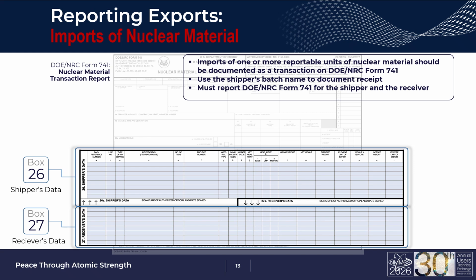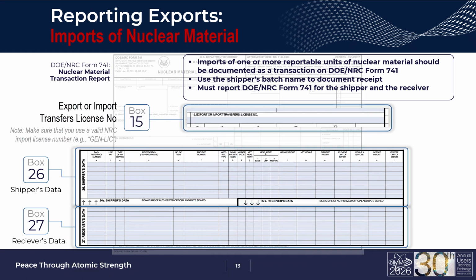The receiving facility will complete a Form 741 for both the shipper and the receiver and will make sure to use the shipper's batch name on both the shipper's and receiver's documents. A valid import license, such as the general license called GENLIC, will be included in Box 15. Shipper's data will be recorded in Box 26, and receiver's data will be recorded in Box 27. As with exports, the batch identification is required to be reported on shipper and receiver import 741s.